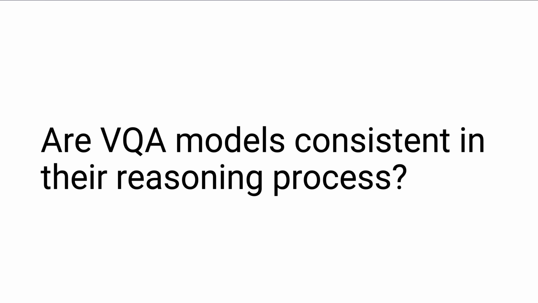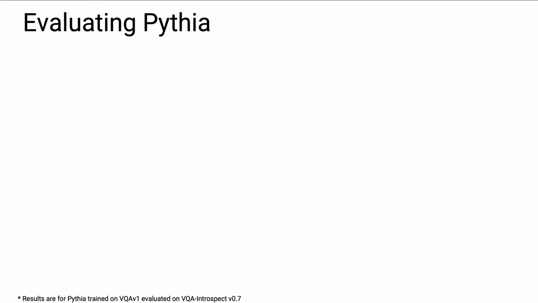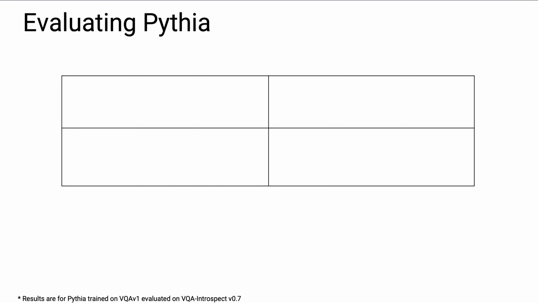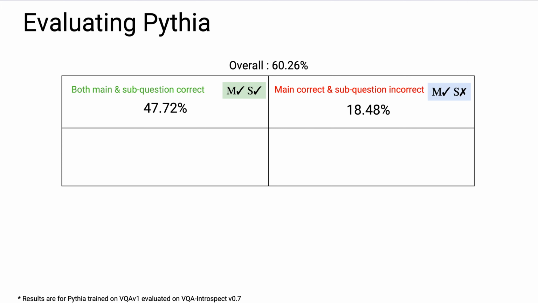After identifying the perceptual concepts humans use for answering the reasoning questions, a natural next step is to see if VQA models are consistent. There are 4 possible outcomes when evaluating the reasoning questions with associated perception sub-questions. For instance, we find that models answer the main and the associated sub-question right 47.7% of the time. The model gets the main question right but gets the associated sub-question incorrect 18.5% of the time, and so on.